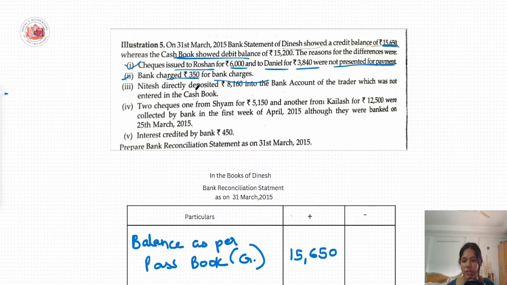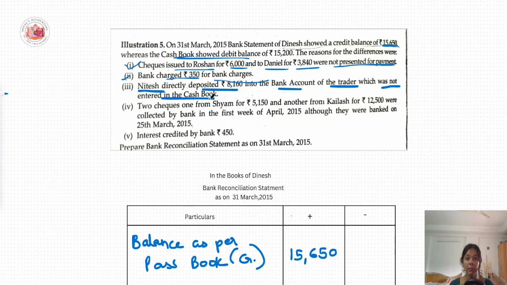Okay, now let's see the next transaction. Nitish directly deposited 8,000 in the bank account of the trader, which was not entered in the cash book. So that means my passbook is 8,160 rupees more than my cash book. If I want to equalize the two, I have to deduct 8,160. We are only, again I'm repeating, considering the perspective of the passbook. So all transactions will be recorded from that perspective. 8,160 was directly deposited in the passbook and this has not been entered in the cash book.